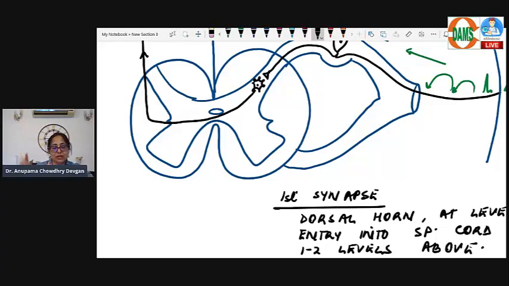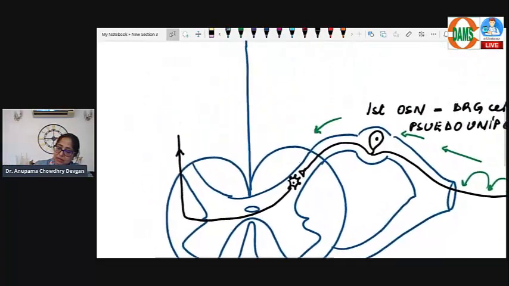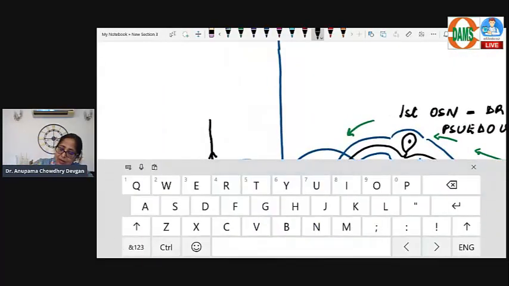Please remember, in the posterior column also, the crossing was done by the second order sensory neuron. In the spinothalamic tract, it is also by the second order sensory neuron, but the level of crossing in both the cases is completely different. Posterior column, the level of crossing is the medulla. Here, the level of crossing is either at the level of entry into the spinal cord or 1 to 2 levels above. Okay? Now, these fibers will ascend upwards.